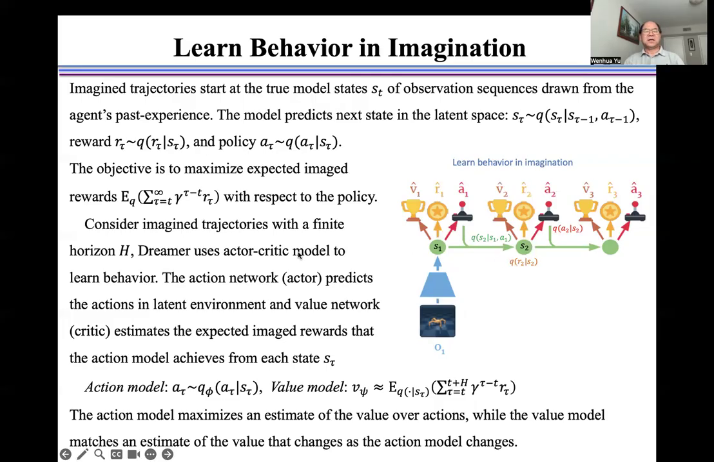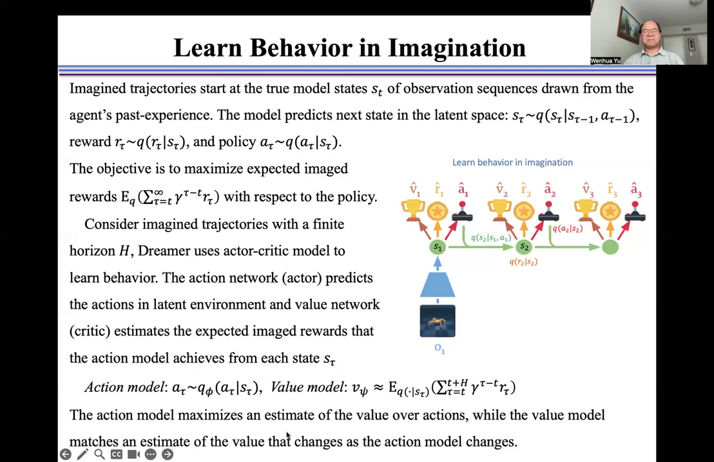Consider imagined trajectories with a finite horizon H. Dreamer uses the actor-critic model to learn behavior. The action network predicts the actions in the latent environment, and the value network estimates the expected imagined reward that the action model achieves from each state s_t, as shown here. This is the value model, and this is the reward model, as shown here.